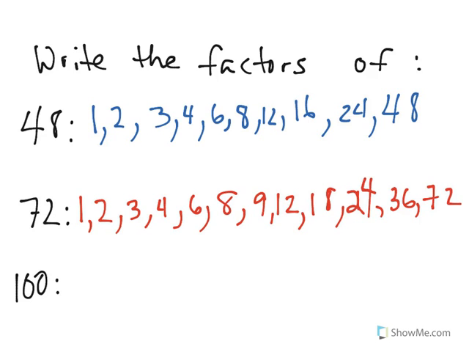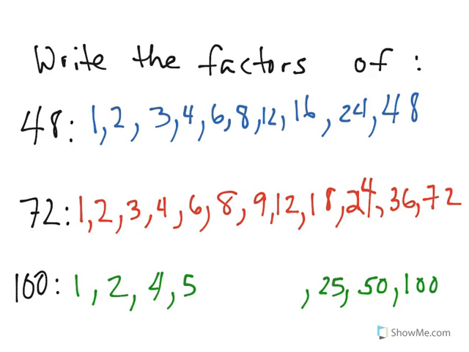Finally we have 100. 1 goes into 100 100 times. 2 goes into 100 50 times. 4 goes into 100 25 times. 5 goes into 100 20 times. And finally, 10 goes into 100 10 times. We don't need to write 10 twice because you just need to write each unique number that is a factor. You don't need to write the number twice. If it's there once, that's all that matters.